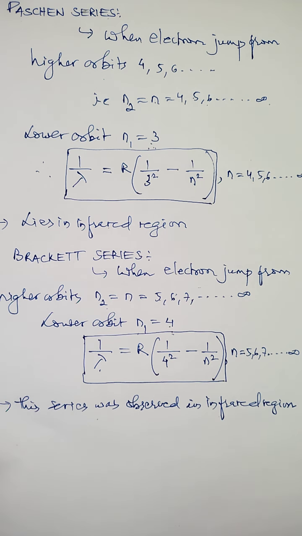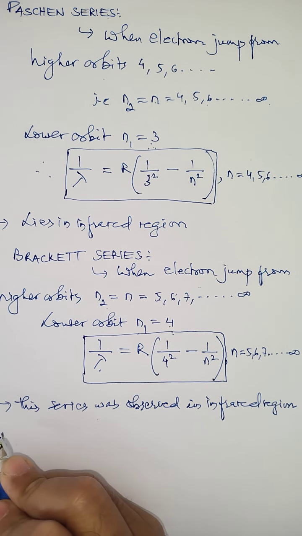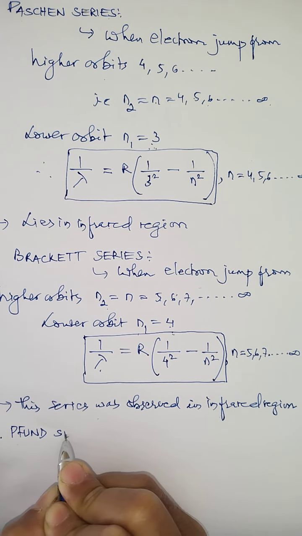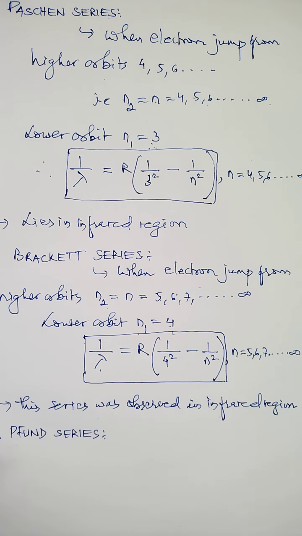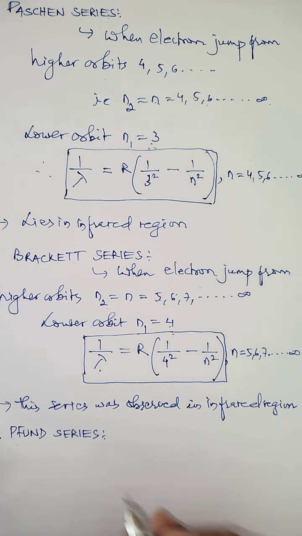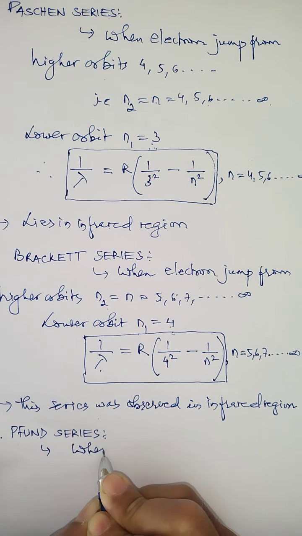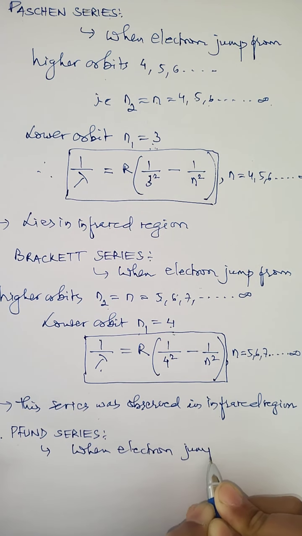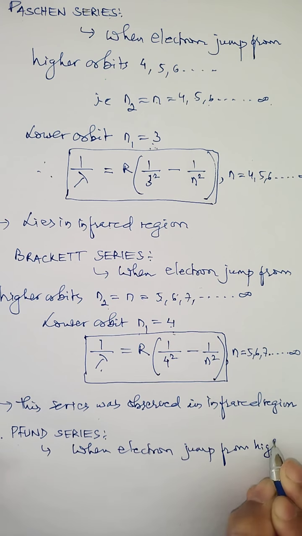Now we have the last series of the hydrogen spectrum, number 5, and this series is called the Pfund series. This is the last series of the hydrogen spectrum, observed by Pfund only. Now this series is obtained when an electron jumps from higher orbits.